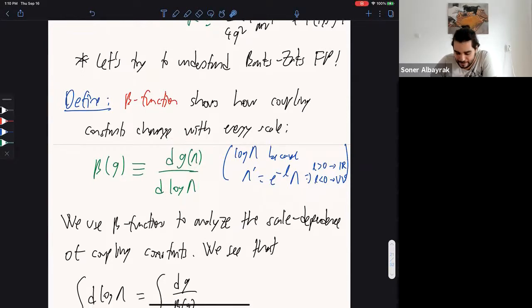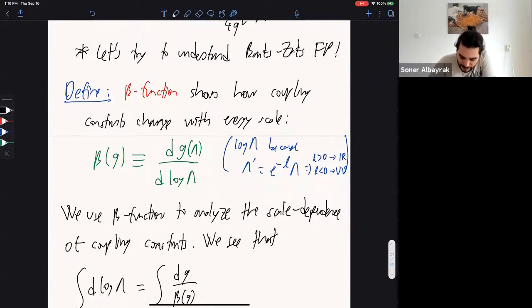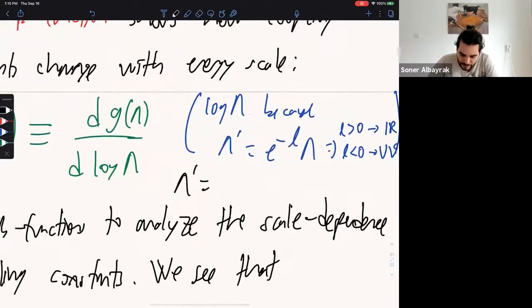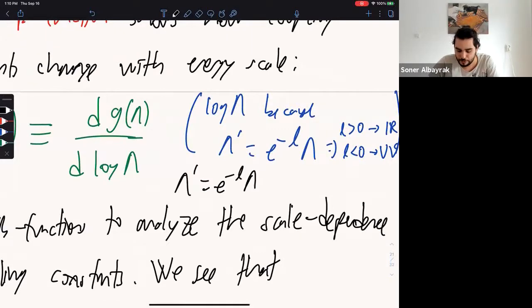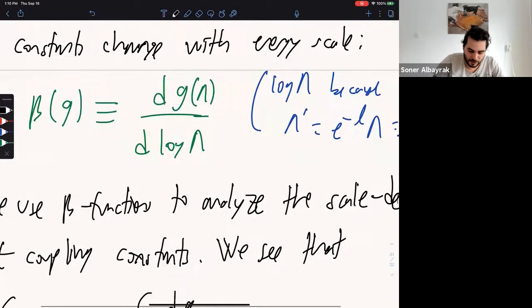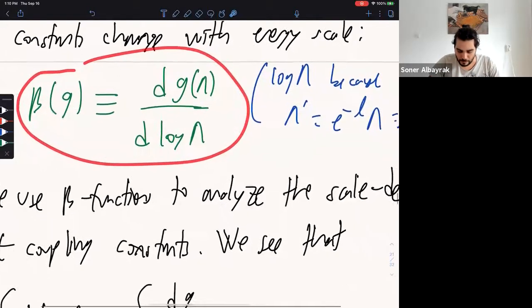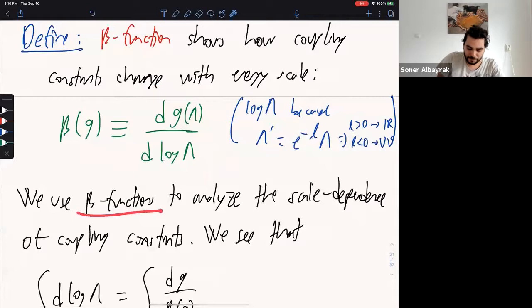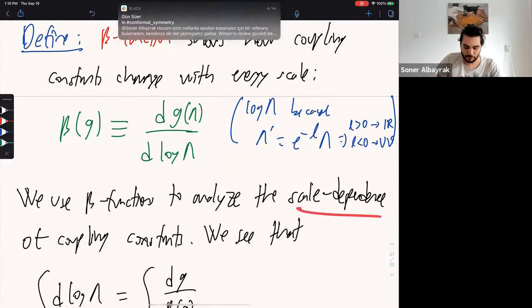Why log? Because basically we can take lambda prime equal to e to the minus L times lambda, because lambda prime needs to be positive, and e to the some power is always positive. And if L is greater than 0, that means lambda prime is less than lambda. So the energy scale is decreasing, we are going to the IR. Or the other way around, we are going to the UV. Okay. So that's how we can define it. And conveniently, by convention, we define this beta function like this. Okay, good. Now, what people do in the literature is to analyze beta functions to determine the scale dependence of the coupling constants.